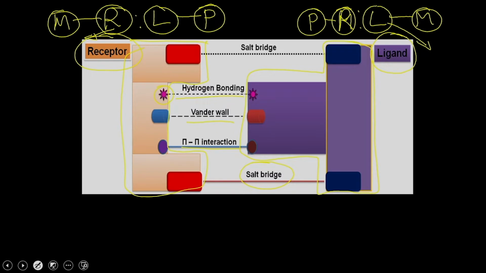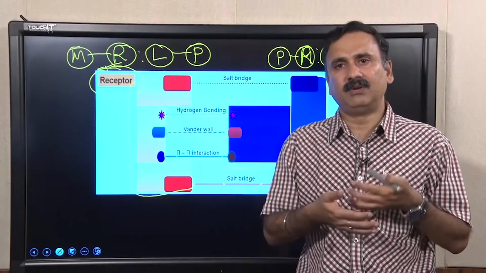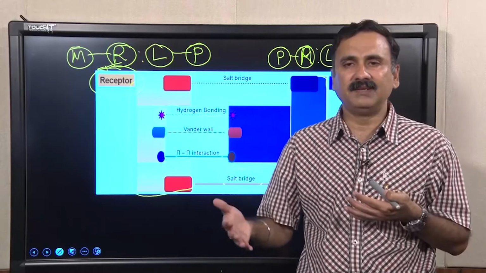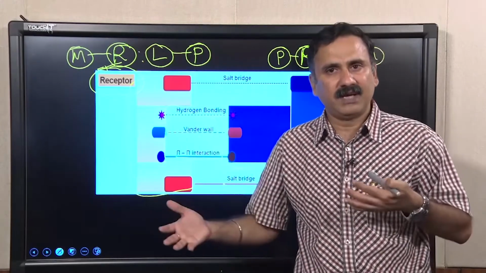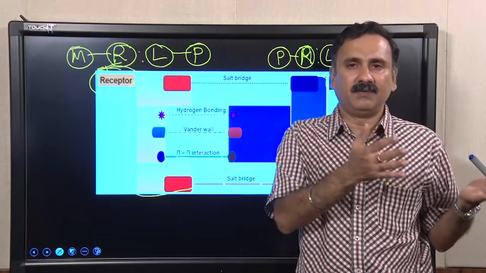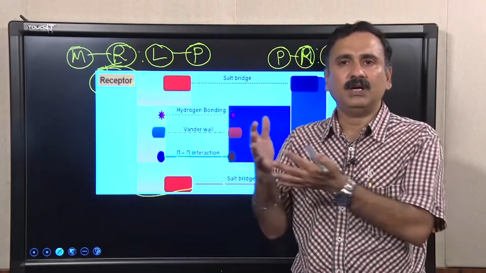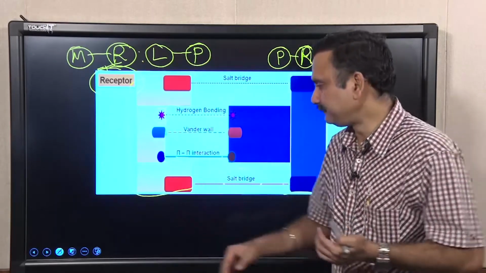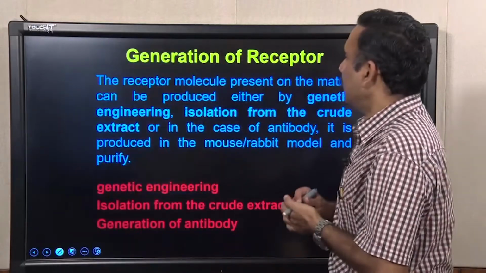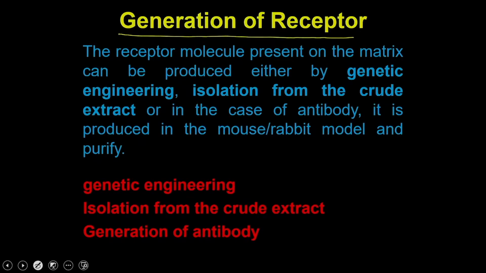Now, let us discuss how you can generate the receptor or the ligand, and how you can couple them to the matrix, so that you can utilize them in different types of chromatography techniques, whether it is bioaffinity chromatography or pseudo affinity chromatography. So, the generation of the receptor, although we say receptor, is more or less the same thing as the ligand.